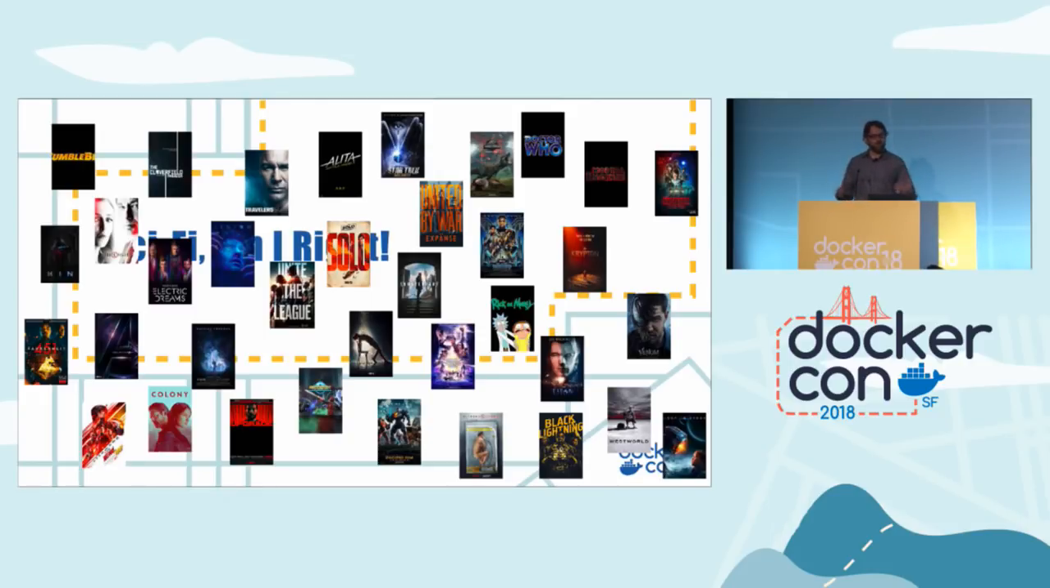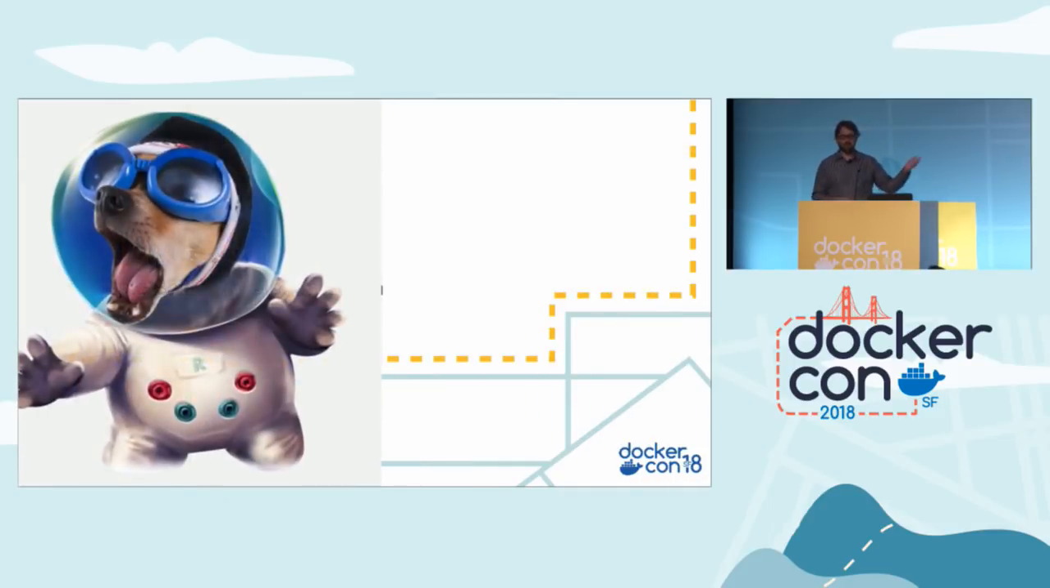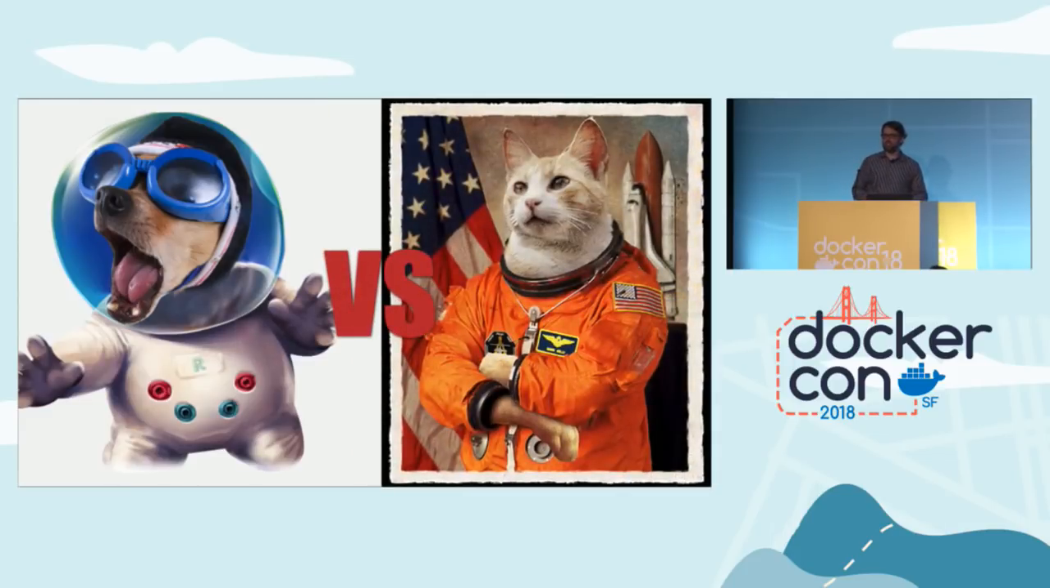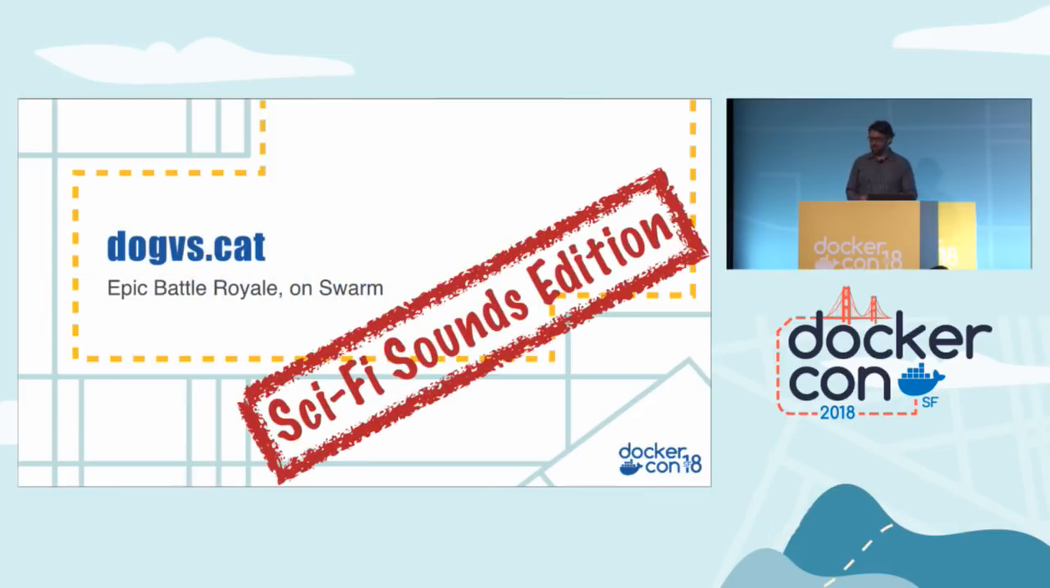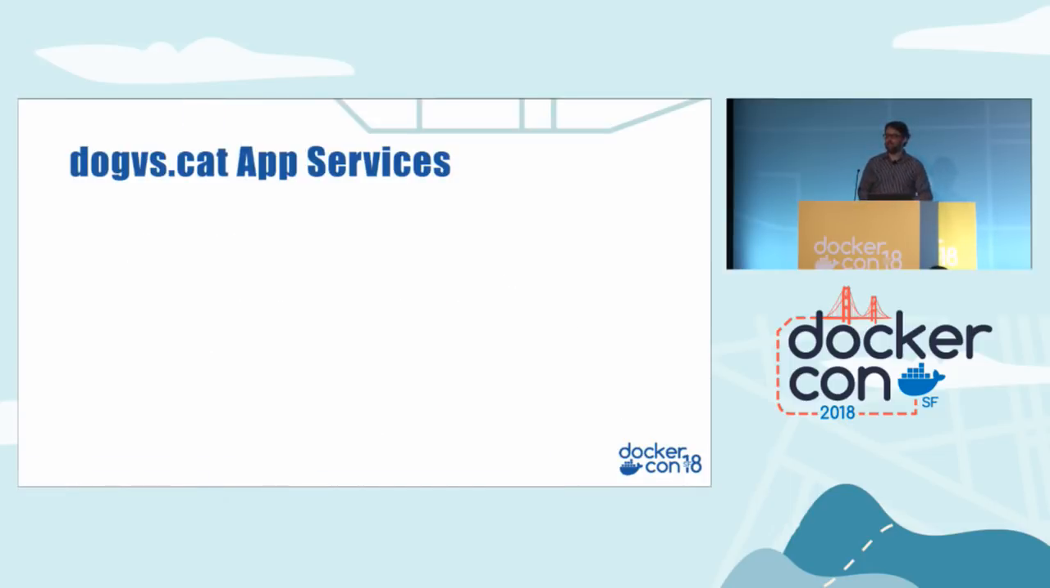So for this application that we're going to deploy, we're going to imagine ourselves as a business. And that business is ultimately going to be dog versus cat. So dog versus cat, you've probably seen the vote demo. Why not have sound effects? And we're going to play around with some of the tools and see how we can build them up in Swarm as a live demo.